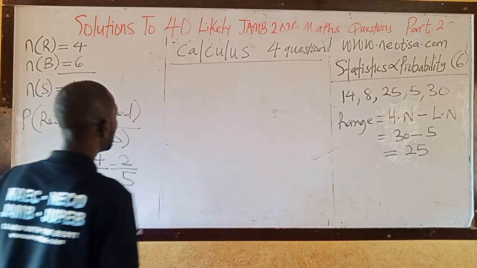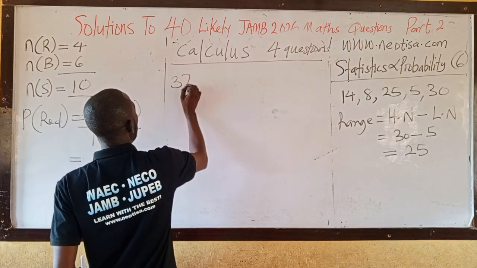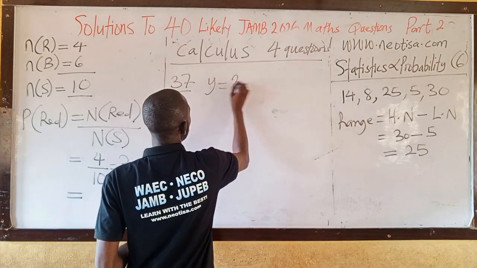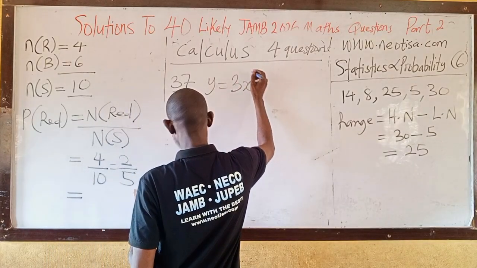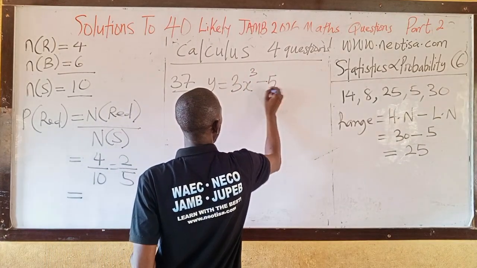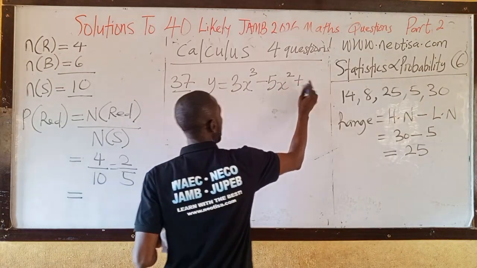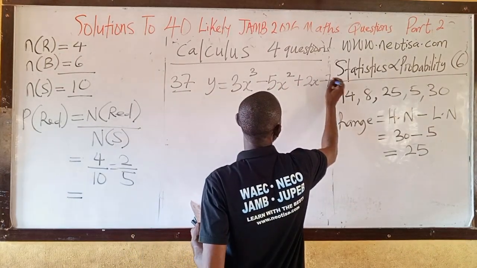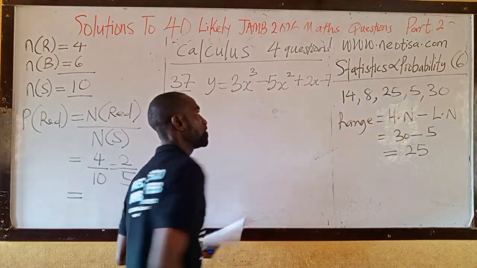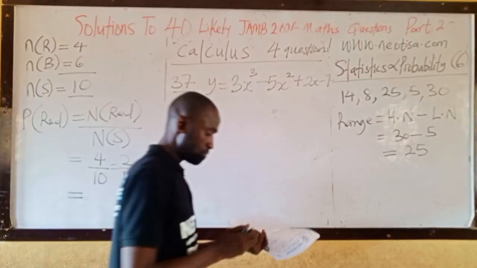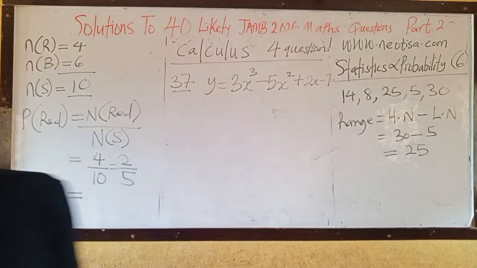Question 37. Differentiate y equals 3x cubed minus 5x squared plus 2x minus 7. How do you differentiate? We use the general rule.